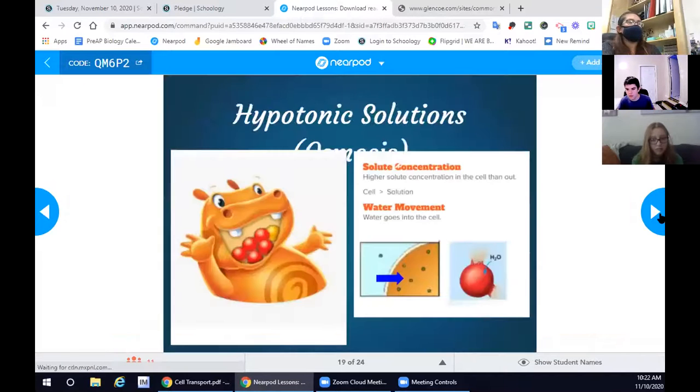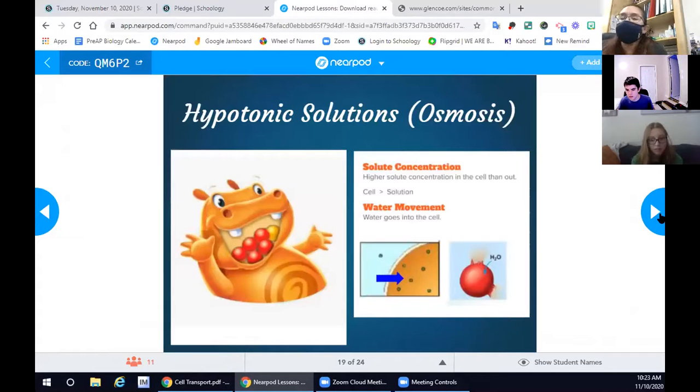Okay, so the first type of solution for osmosis is hypotonic solution. And I love thinking about hippos when I think of hypo, because it's going to gobble up all of the water. This is when we have a higher concentration in the cell. So the water wants to go into the cell. Sometimes this is a bad thing because it can cause the cell to burst open if it has too much water.